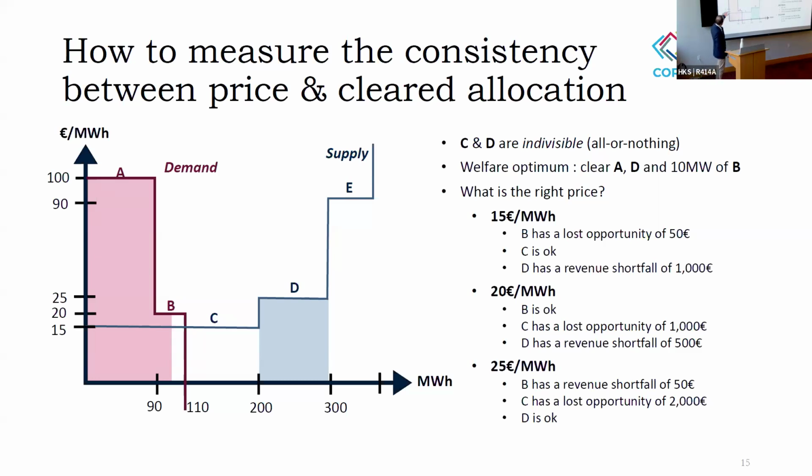And then finally, if you take a price of 25 euros, then D finally breaks even. C has an even bigger lost opportunity now. And it's B now that is losing money because his willingness to pay is below the price.